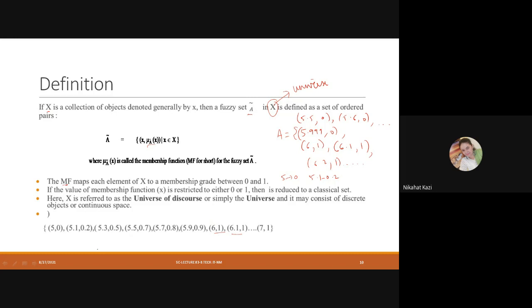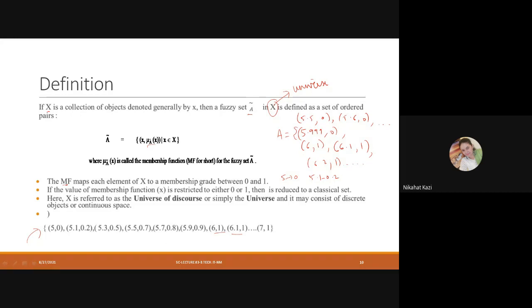So this way of representing the set is a fuzzy set. Whatever I've written here is a fuzzy set, because I'm giving membership values between 0 and 1 to the elements.